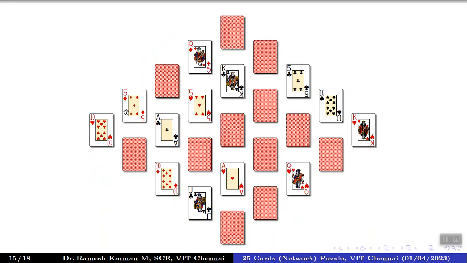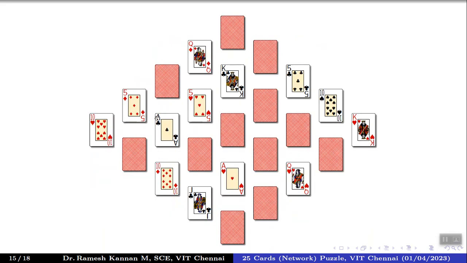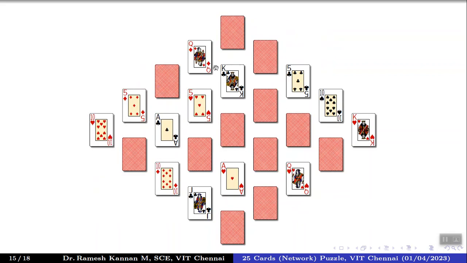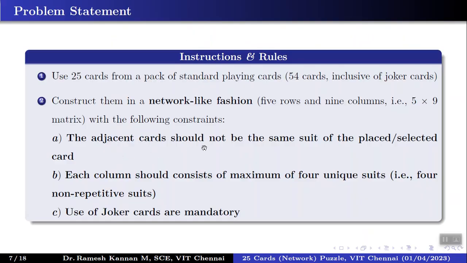Some of the cards I've given for you to take a look at, and you can eliminate them from this slot. So you will only be left with a few cards, and that will be your task. Your task is to find out the remaining cards in this set, and then place them in such a way that they follow the rules of not coinciding with the adjacent cards. I mean, the suits not coinciding with the adjacent cards, and then every column should have a unique 4 suits, and use of joker is mandatory.